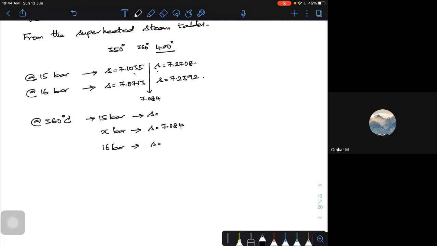I don't know exactly at which pressure. For 360 degrees, the first thing you have to do is get this value. At 15 bar, what is the value at 360 degrees? And at 360 degrees, what is the value for 16 bar? Can you get those values?